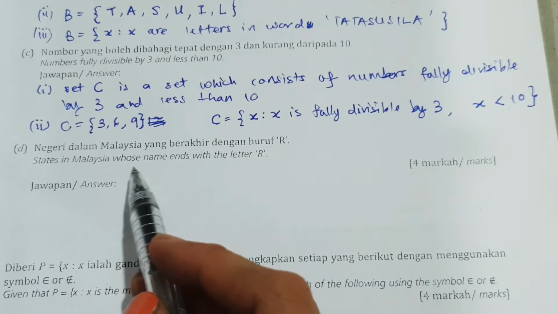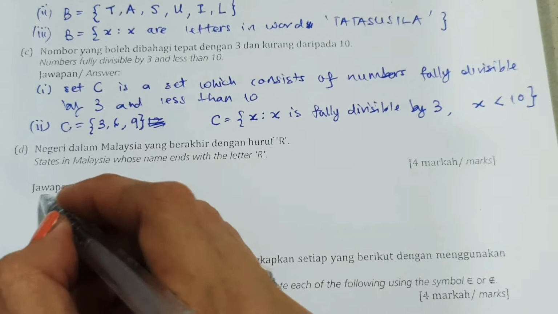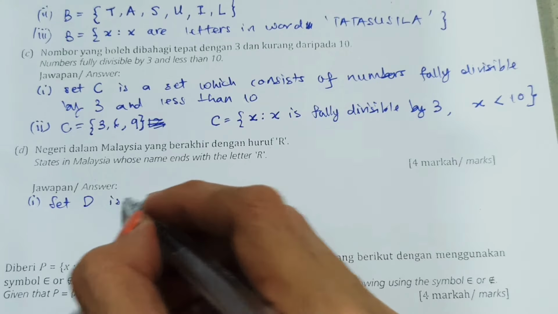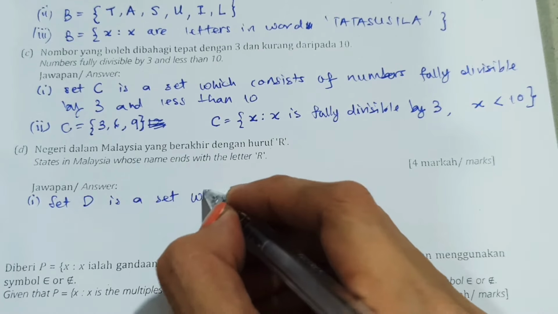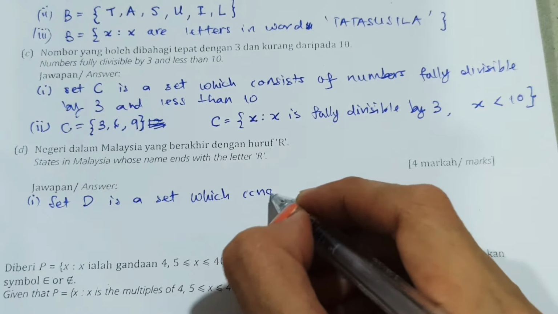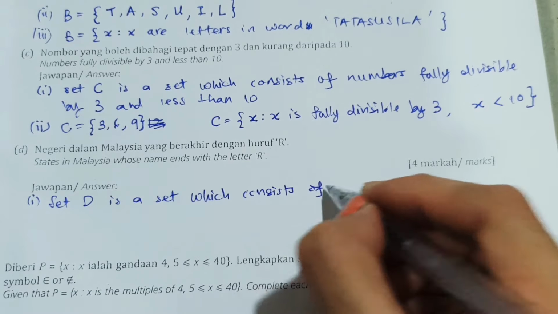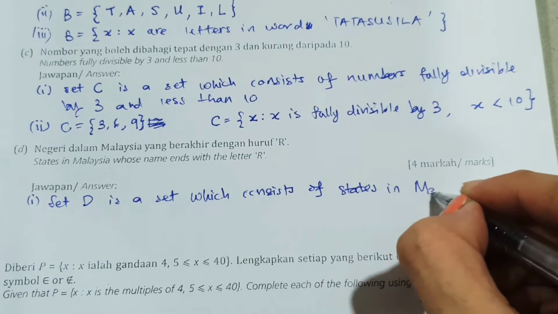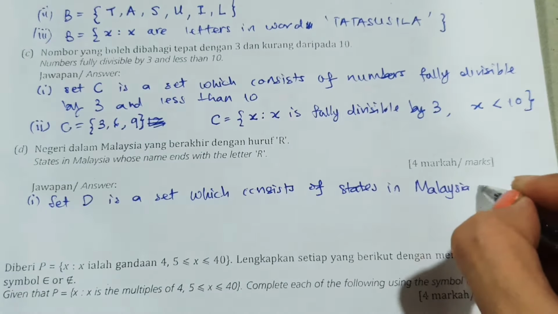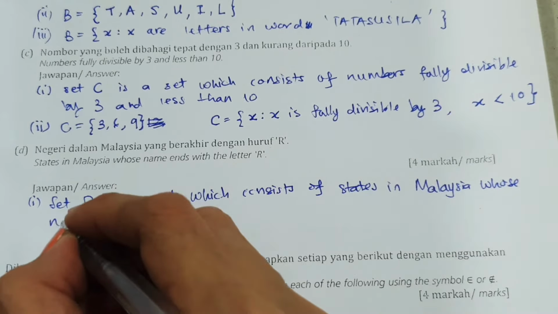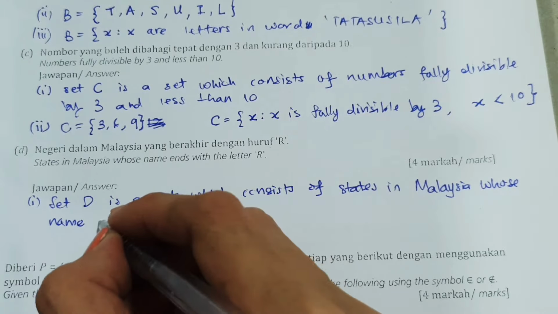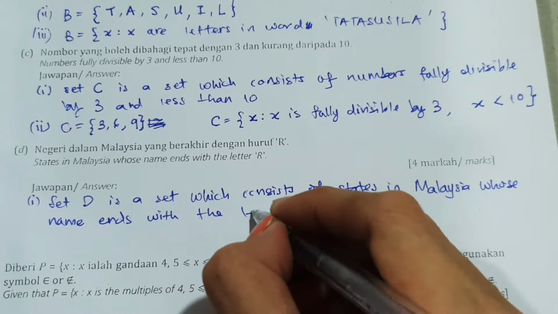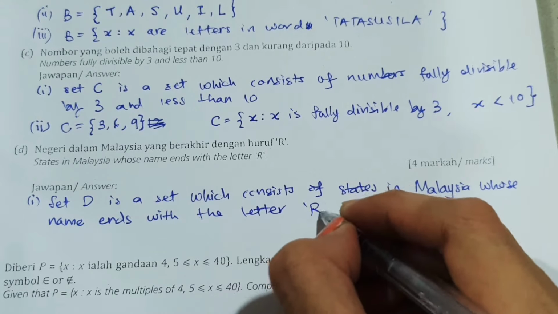Yeah. Now, part D. The states in Malaysia whose name ends with the letter R. So part 1, set D is a set which consists of states in Malaysia whose name ends with the letter R.